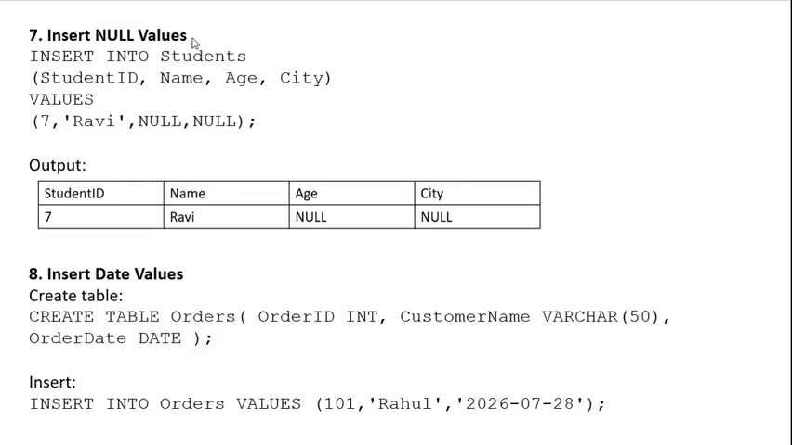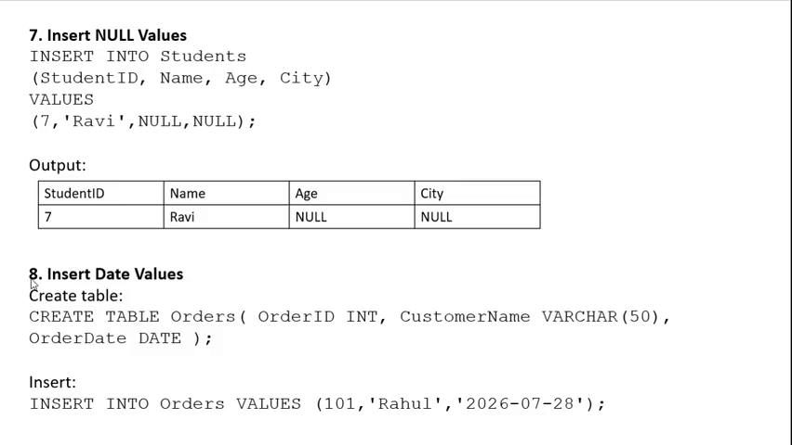Seventh is insert a null value. Insert into the table student, with columns student ID, name, age, and city separated with commas, and values: ID is 7, name is Ravi, age is NULL, and city is NULL, then close the brackets and a semicolon. So the output is student ID 7, name Ravi, and age and city have the value NULL.